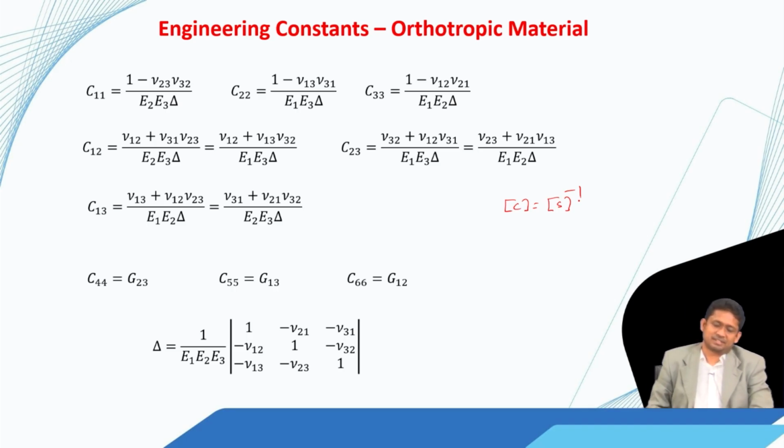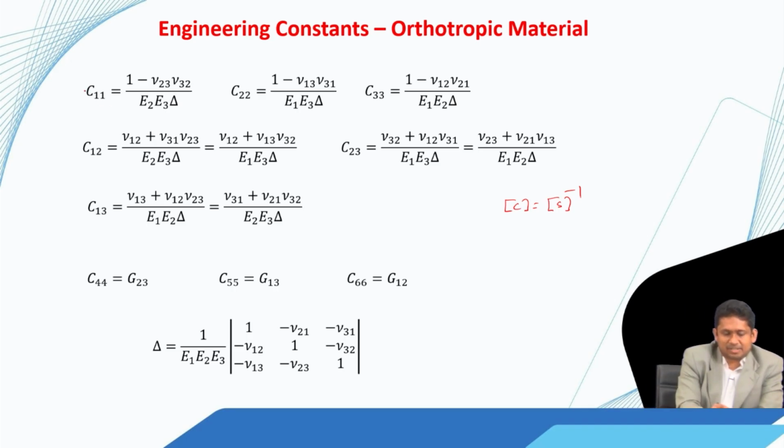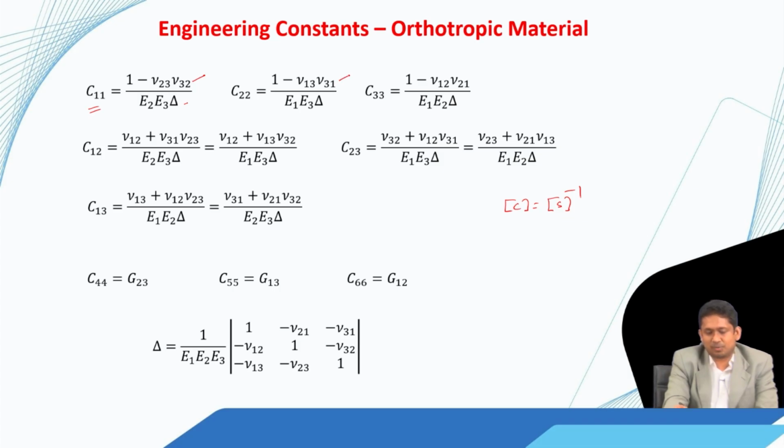So, if we do that, this becomes the relations. So, C11 is equal to 1 minus nu 23 multiplied by nu 32 divided by E2 E3 delta. C22 is equal to 1 minus nu 13 nu 31 by E1 E3 delta. Similarly, we have C33 where we have these terms nu 12 nu 21 and E1 E2.